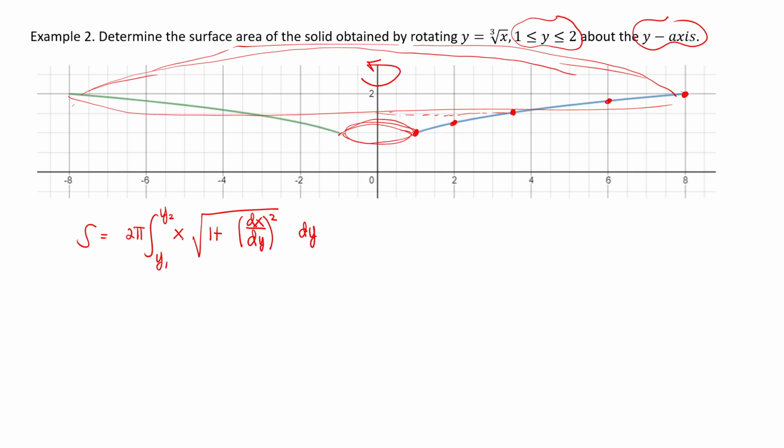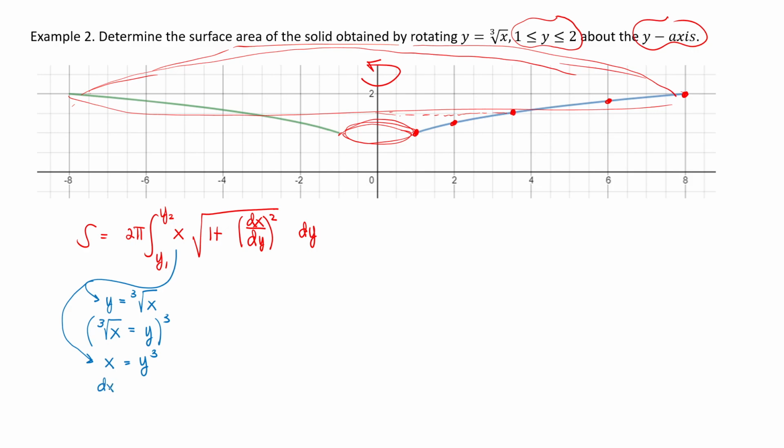Okay, so we need to determine x first. Since the given equation is y equals cube root of x, translating this into x, let's rotate it first. Cube root of x equals y, then getting the cube, this becomes x equals y cubed. So x is okay, and the x value is this one.